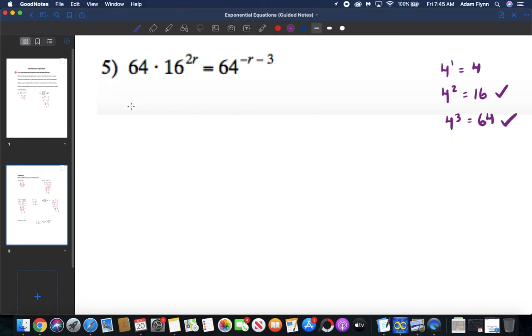If I rewrite this out, instead of 64, I've got 4 to the third power. Instead of 16, I'm going to have 4 to the second power, to the power of 2r, equaling 4 to the third power to the negative r minus 3.